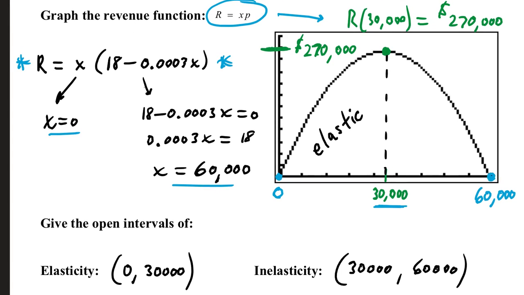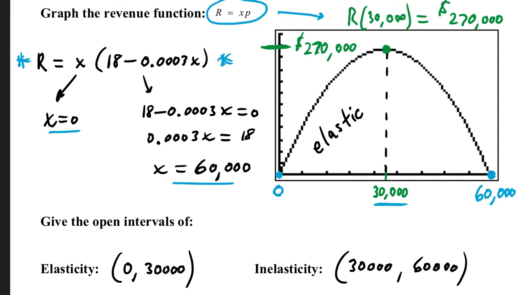So once you figure out where your curve starts, stops, and halfway between, then you can write these intervals. Elastic will be the first half of your revenue curve, 0 to 30,000. Inelastic is the second half of your curve from 30,000 to 60,000. And so that's how you decide on your open intervals of elasticity versus inelasticity.